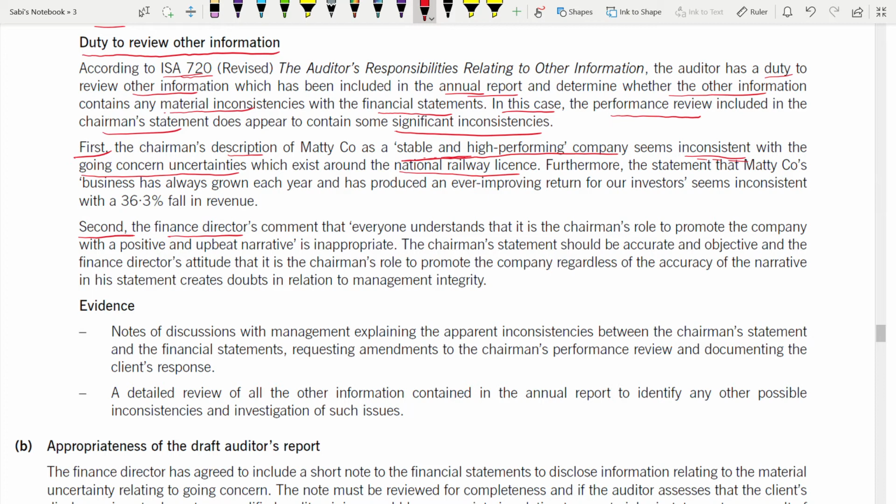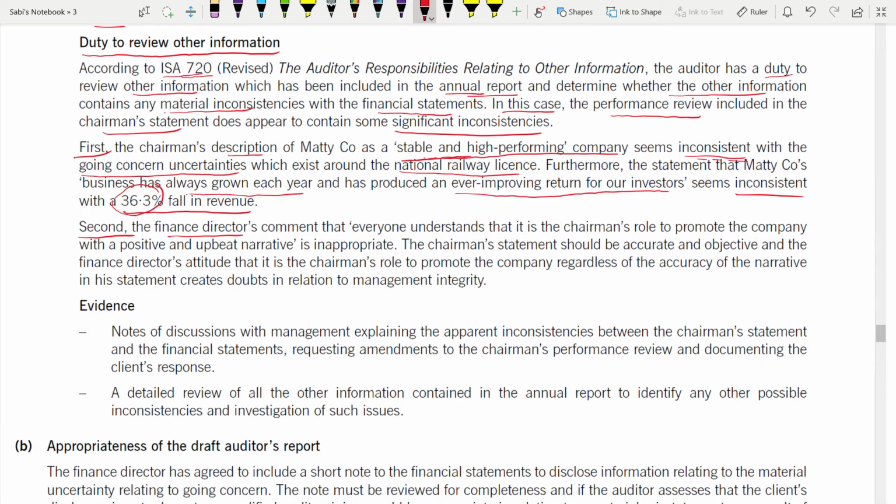So furthermore, the statement that Matic Company's business has always grown each year. This is the second statement that they made in the chairman's statement. And they have produced an ever improving return for investors. This was also a statement made by the chairman only. This is also inconsistent. Now you're bringing in the revenue. Just see, they told us revenue is increasing, sales are increasing, and providing ever improving return. But just look at the revenue, a 36.3% fall. This you have already calculated before, which you are now using here.